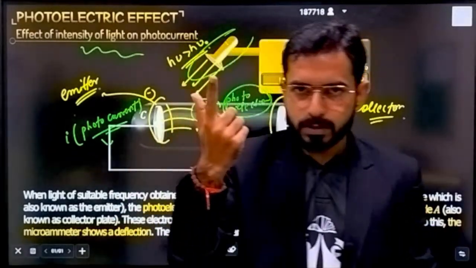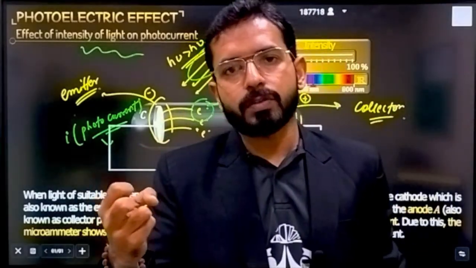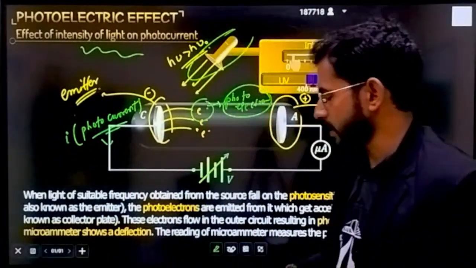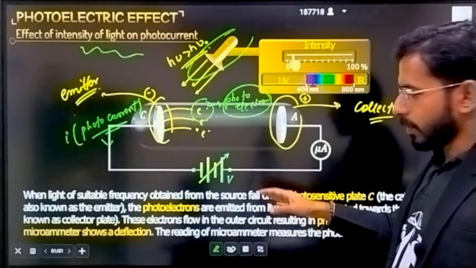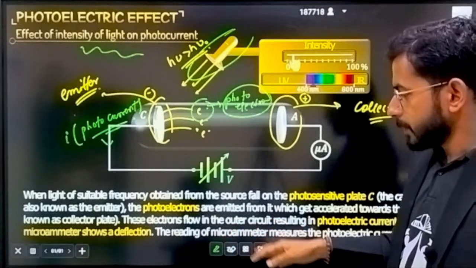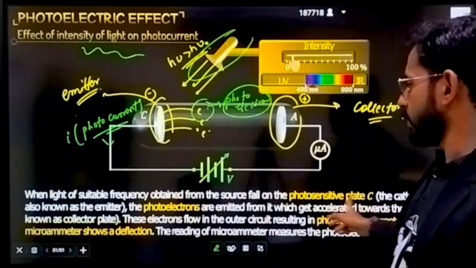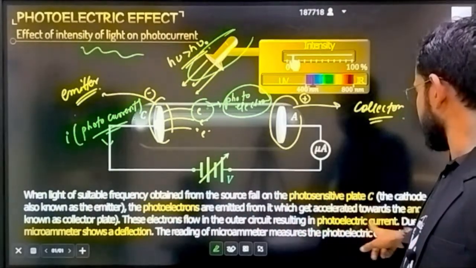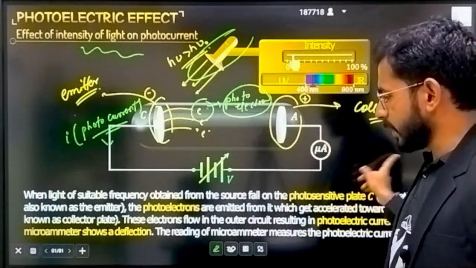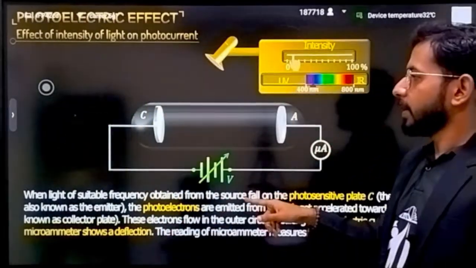By increasing intensity, the number of photoelectrons coming out of the surface will be increasing. If more electrons are coming out of the surface, I can say simply my current is also going to increase. That is what is explained here. Obviously there should be a minimum frequency, the threshold frequency. Now see, the photoelectrons are emitted and accelerated towards the anode. These electrons flow in the outer circuit. It is called photocurrent. Due to this there will be some deflection in the microammeter. Microampere current will be flowing, correct?